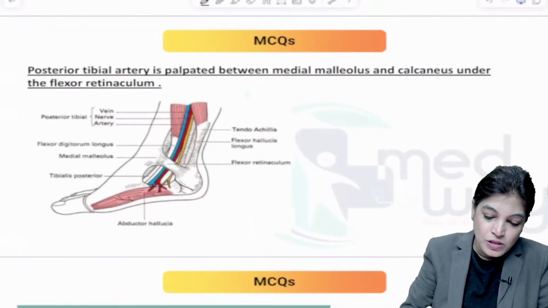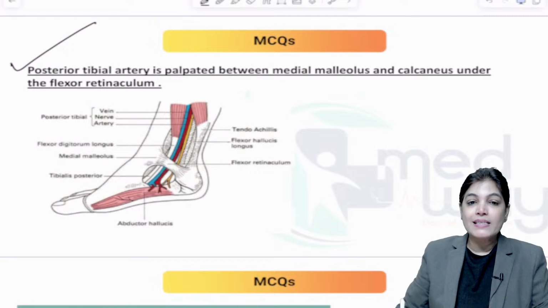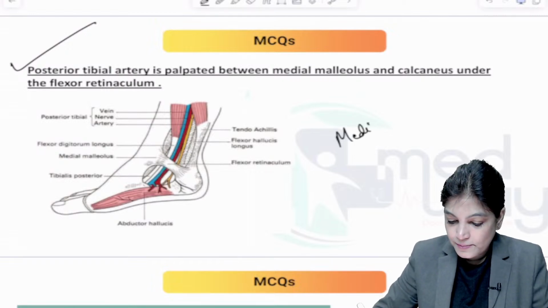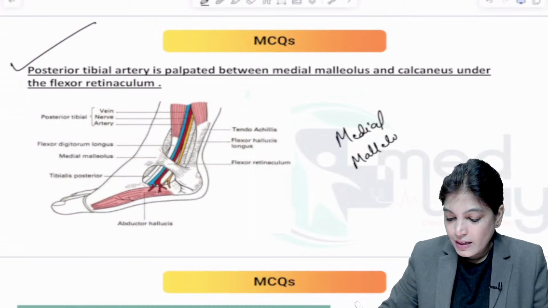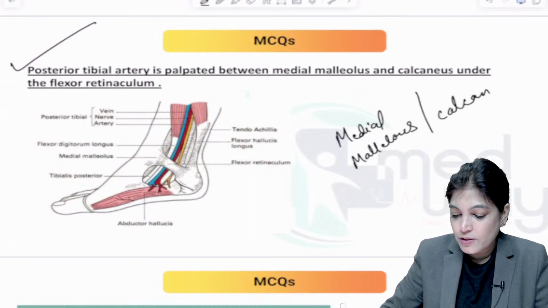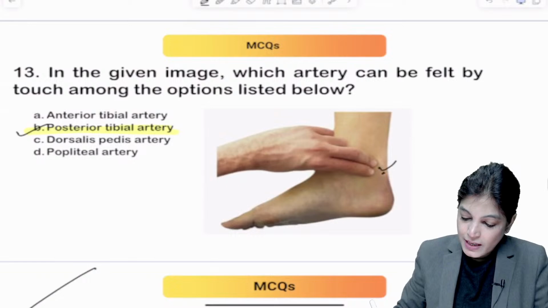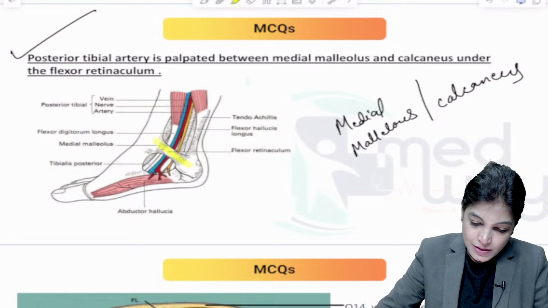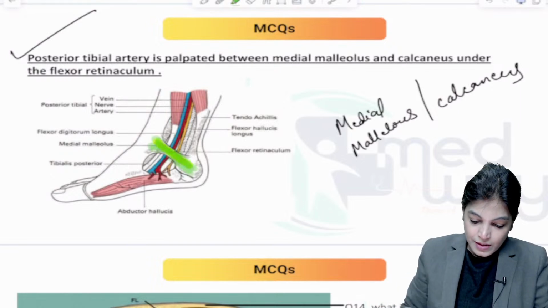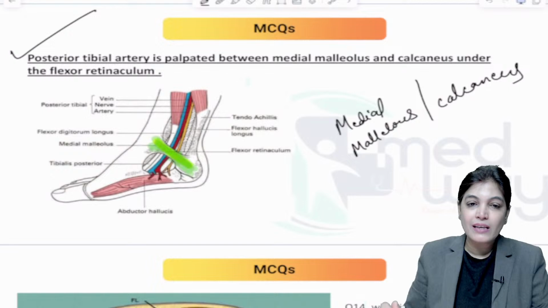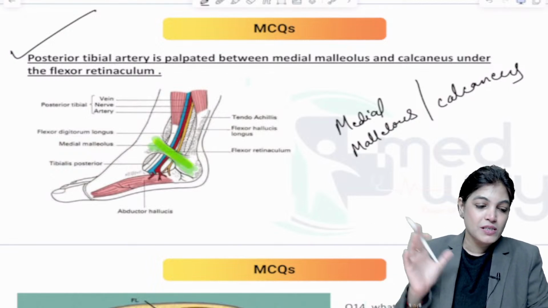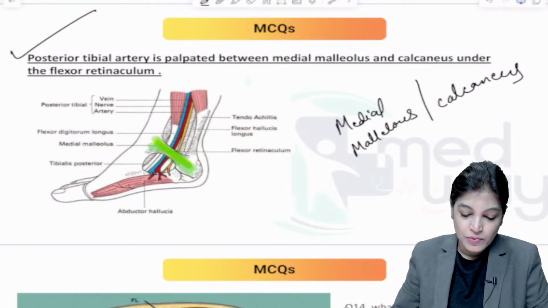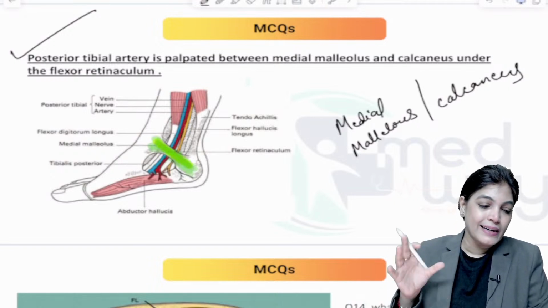If we talk about the posterior tibial artery, it passes between the medial malleolus and the heel bone. The heel bone is called the calcaneus bone, and exactly here the palpation has been done. So the correct answer is posterior tibial artery. You can see the posterior tibial artery traversing beneath the flexor retinaculum of the ankle and foot. We had also discussed the structures which pass beneath the flexor retinaculum of the foot, and the posterior tibial artery is definitely traversing beneath it.